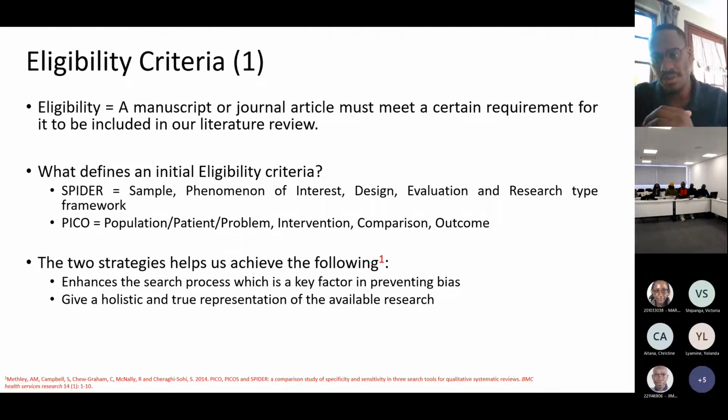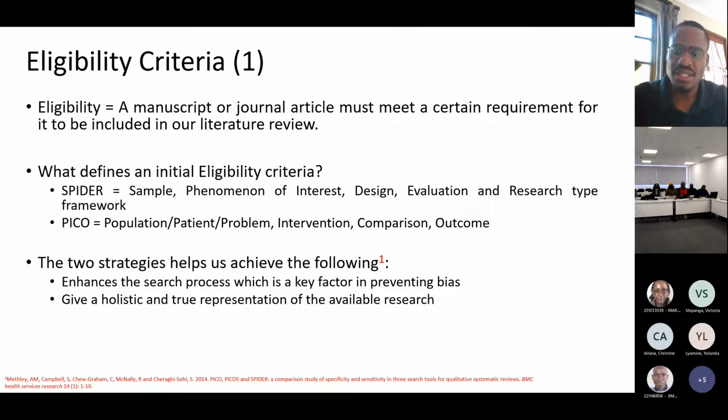So eligibility, in its simplest definition from the Oxford Dictionary, is pretty much that something must meet a certain requirement for it to be included into something, right? It's a quality check of sorts, all right? So in terms of literature reviews, a manuscript or a journal article or a book chapter or a government gazette or any sort of grey literature that you have must meet a certain requirement for it to be included in our literature review. That's a quality check right there. Something that the old school narrative literature review doesn't give us, all right?